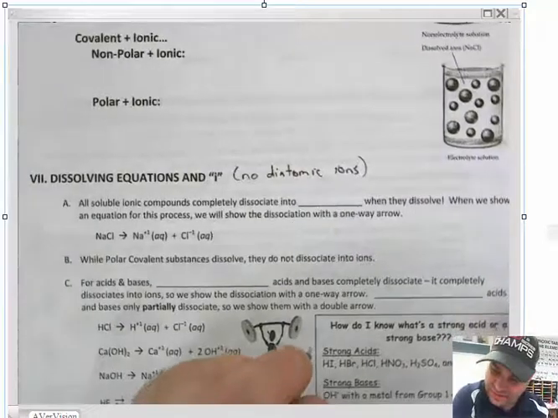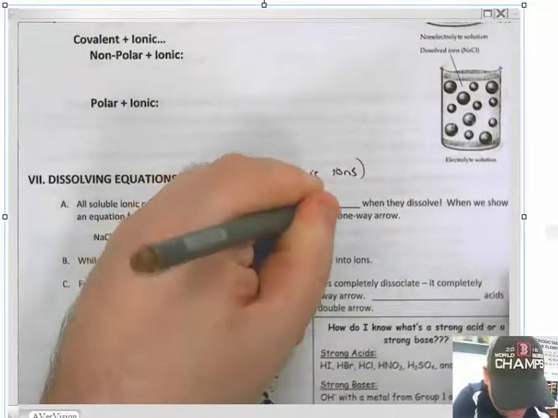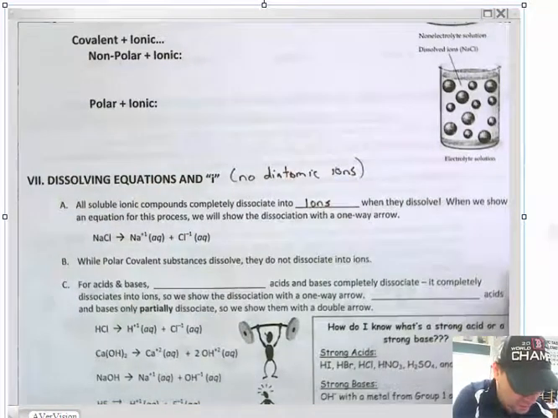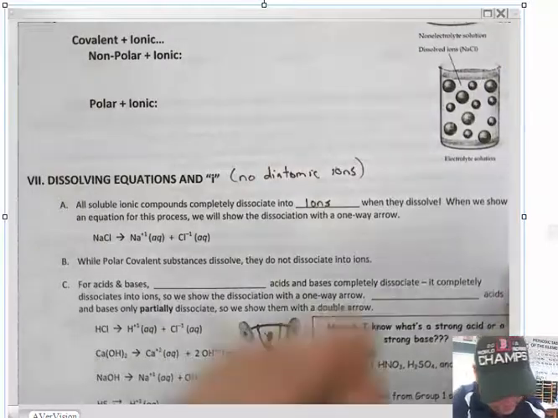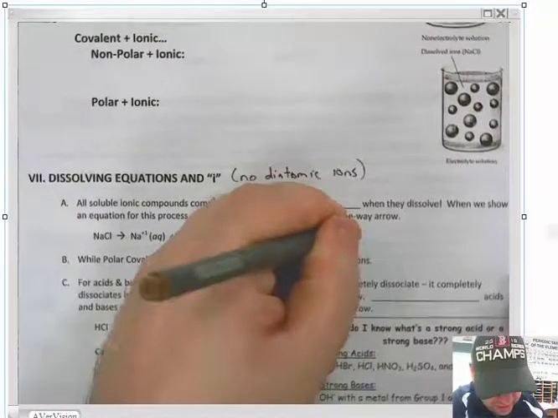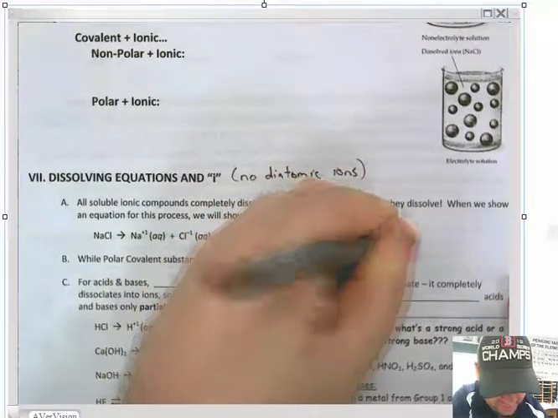There are diatomic elements, but there are no diatomic ions. Soluble ionic compounds will completely dissociate into ions when they dissolve. We show this in the equation for the process. We will show the dissociation with a one-way arrow. A one-way arrow means it is 100% dissolved.